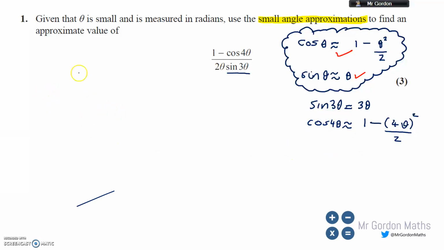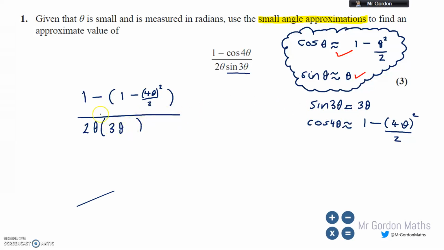So let's get on with the question. We've got to find an approximate value. So let's sub in these approximations. We've got 1 minus, and we're changing cos 4 theta to 1 minus (4 theta) all squared over 2, all over 2 theta times sine 3 theta, and sine 3 theta is just 3 theta. Now we're just going to play around with this algebra and simplify it, and then we'll get something that will give us a value, hopefully. The thetas will cancel out, that's what I'm really after here.